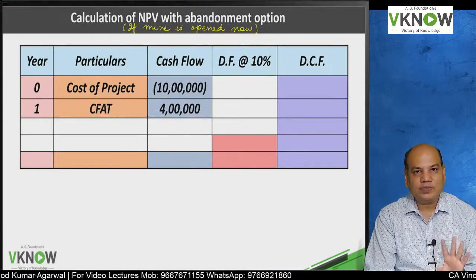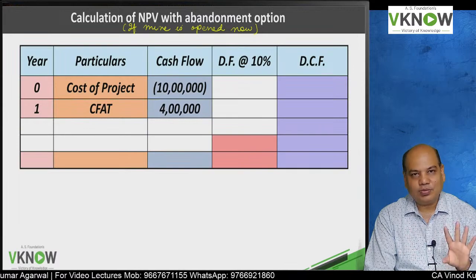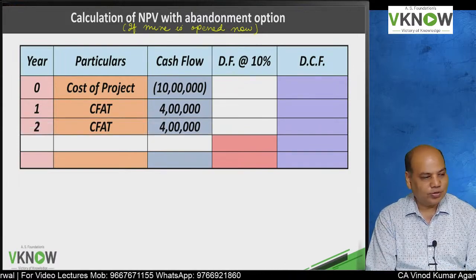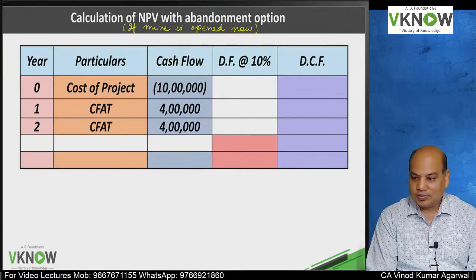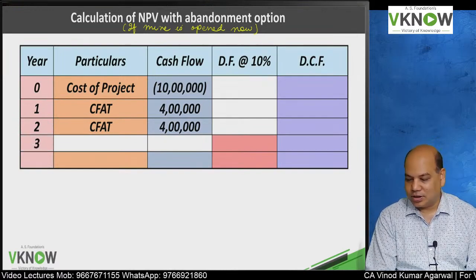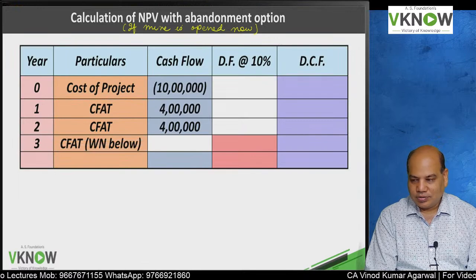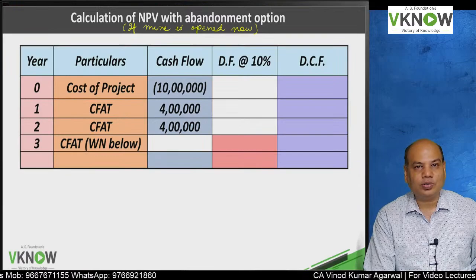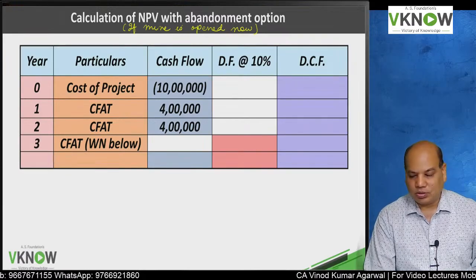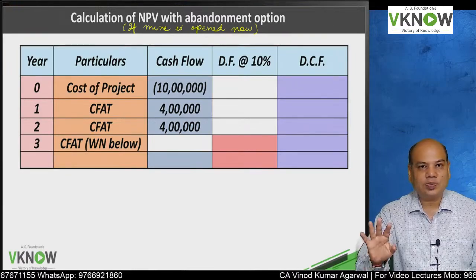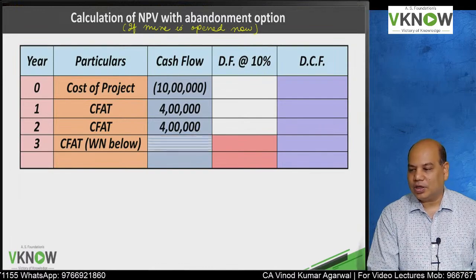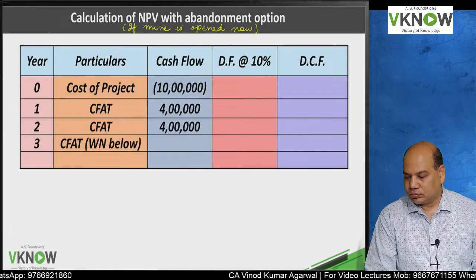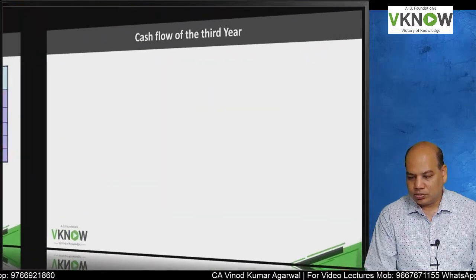Year 1 will not be affected. Year 1 I am going to continue, 4 lakh. Year 2 will not be affected. I am going to continue, 4 lakh. But year 3 cash flow will change. Refer working note below. Keep 2 or 3 lines blank. Write one working note below.